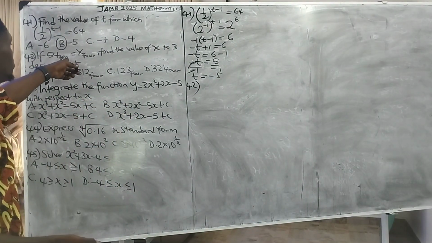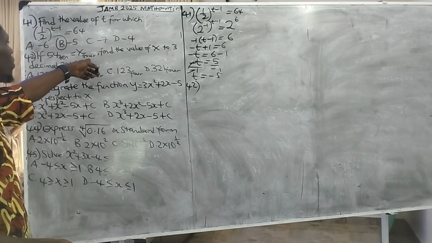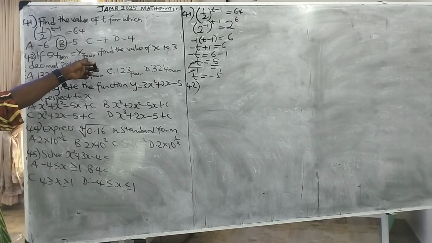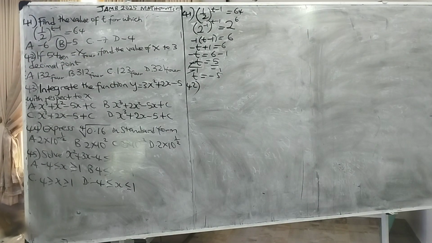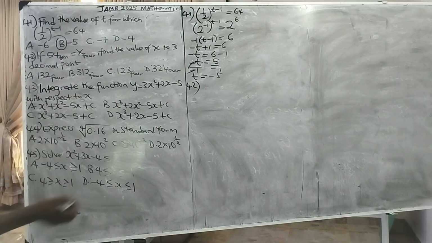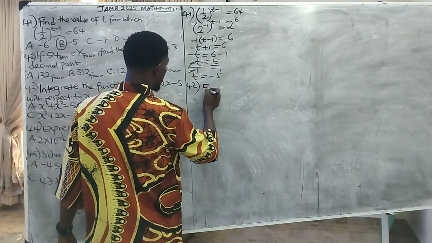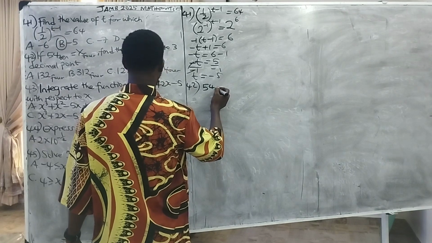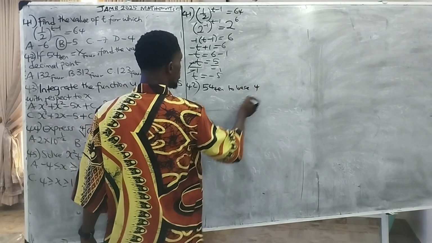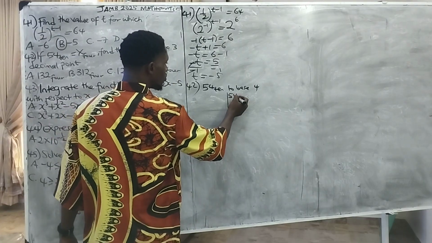Then number 42. If 54 in base 10 is equal to x in base 4. So you can see from here, this is already in base 10, so we have to convert this to base 4. Either way, we have to convert this base 10 to base 4 so that they will be the same. How do we convert 54 in base 10 to base 4? What do we do?